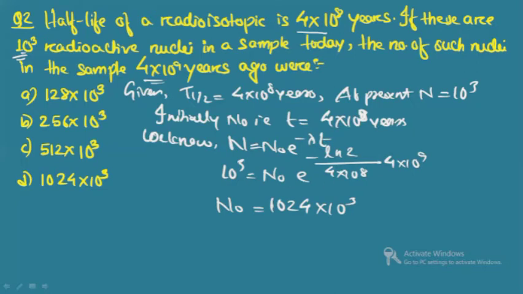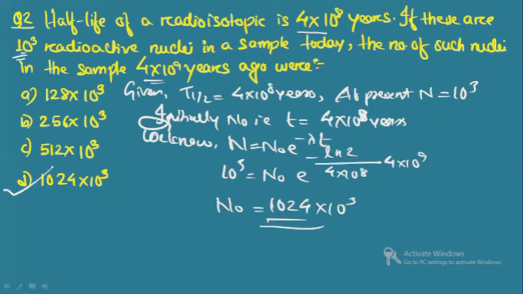If you see, 4 and 4 will get cancelled. Yes or no? And then you will get ln to the power ln 2 to the power 10, and then you get the solution. So finally you will get n naught to be 1024 into 10 to the power 3. That means this much number of nuclei were there in the sample at time 4 into 10 to the power 9 years ago. All right. So the correct option is option D.